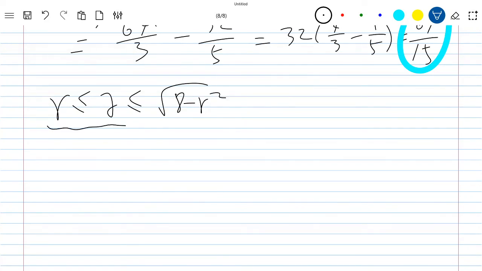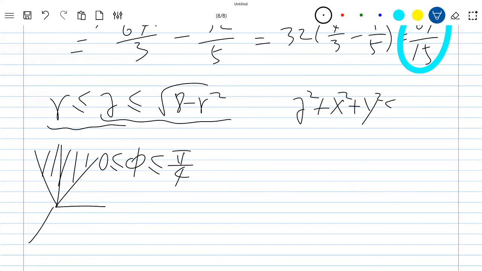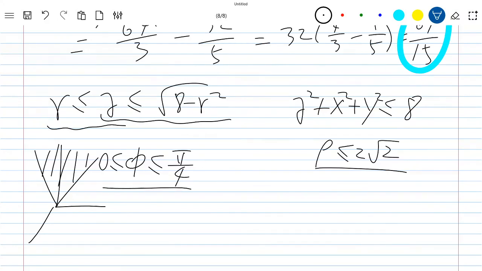If you remember, R is less than or equal to z. So z is greater than or equal to R. It means that it's a cone, right? It's above that. So that means phi is less than or equal to pi over 4. And this part means z squared plus x squared plus y squared is less than 8, or you can say rho is less than 2 root 2. So our condition is that.